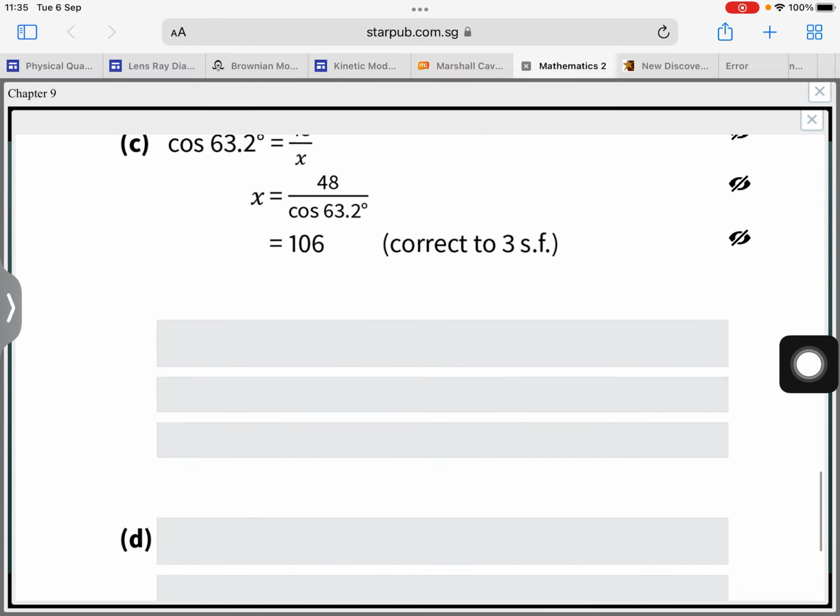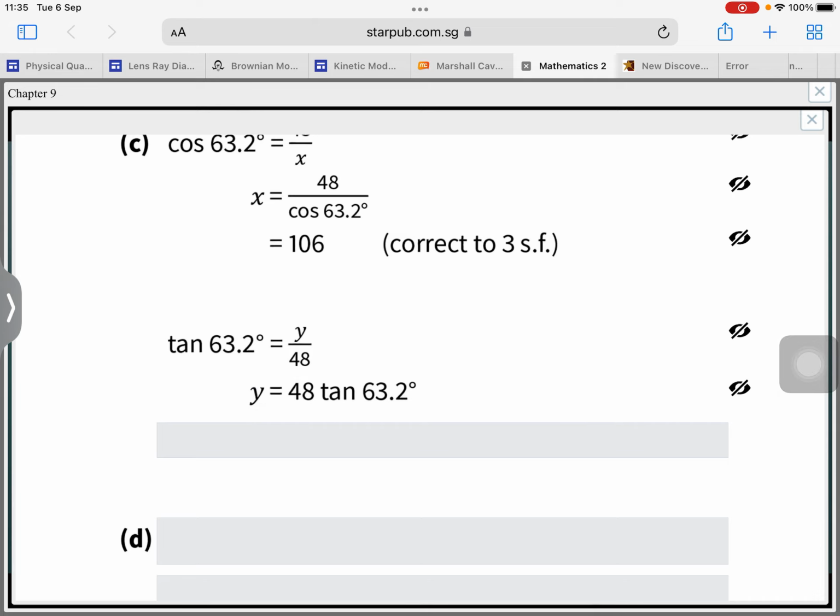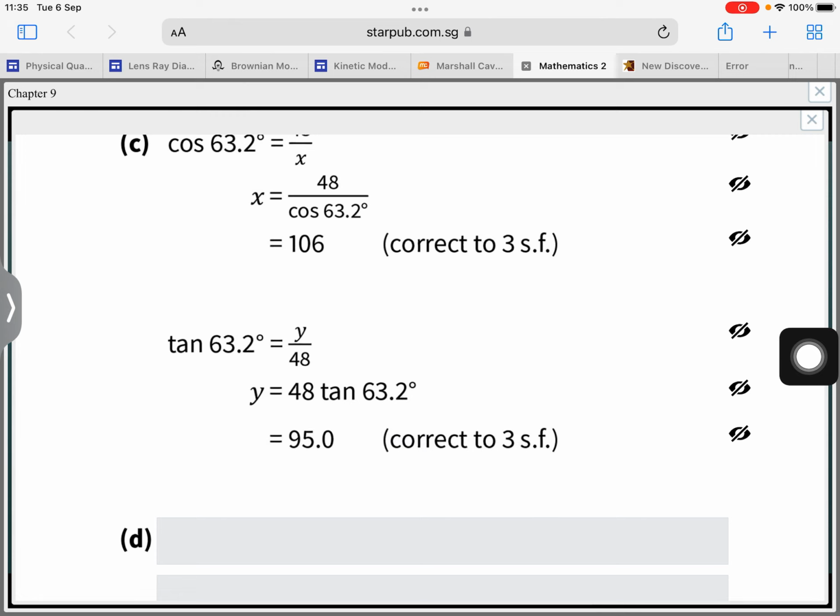Okay, so let's take a look at the answer. Tangent 63.2 equals Y over 48. So Y will just be simply equal to 48 times tangent 63.2. I multiply both sides by 48. So this side, the 48 disappears. This side will get a 48. Then you key into a calculator, you get 95.0.